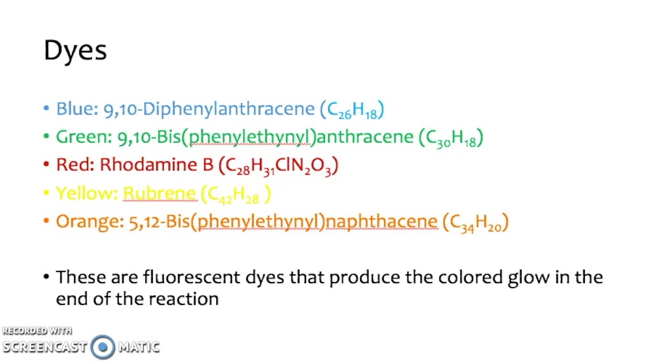The colors listed on the screen are the fluorescent dyes that are used in glow sticks today. For a blue glow, you use diphenylanthracene. For a green glow, you use bisphenolethyl anthracene. For a red glow, you use rhodamine B. For a yellow glow, you use rubrene, and for an orange glow, you use bisphenolethyl naphthalene. And to the right of each of these fluorescent dyes, you see their chemical formulas.